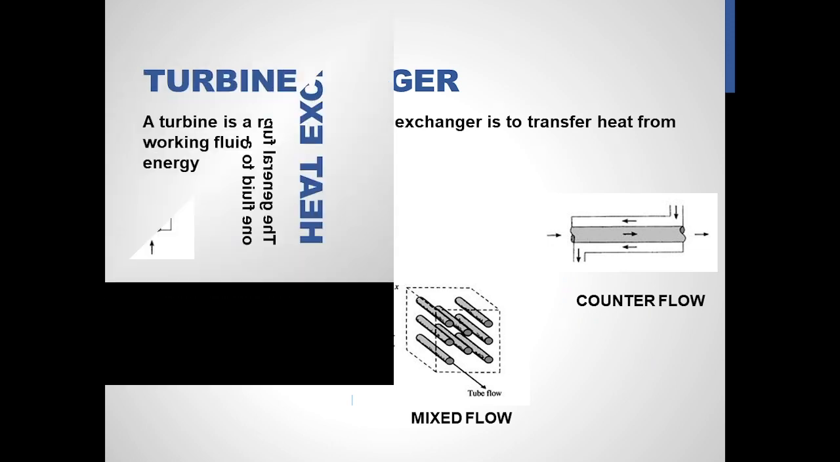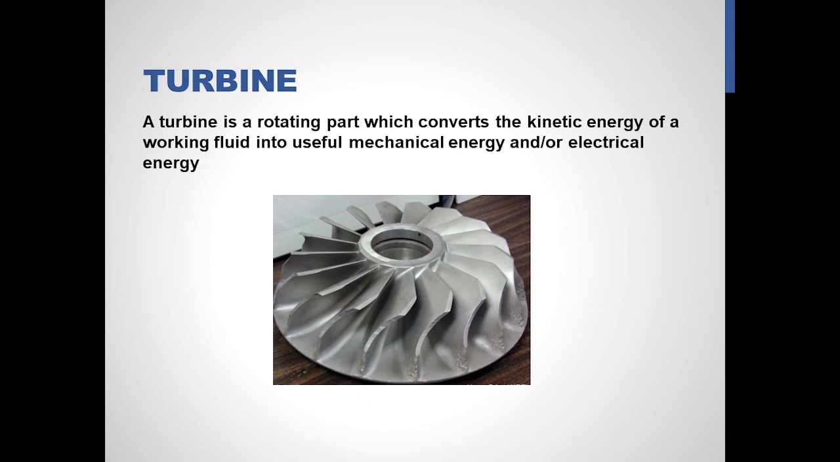Coming to the next, the turbine. The turbine is a rotating part which converts the kinetic energy of the working fluid into mechanical energy or electrical energy. So this could be kinetic or pressure energy. Both types of energy we can extract from the turbine and generate power. I hope all the small things have been covered before going into the OTEC power desalination, how the plant will work.